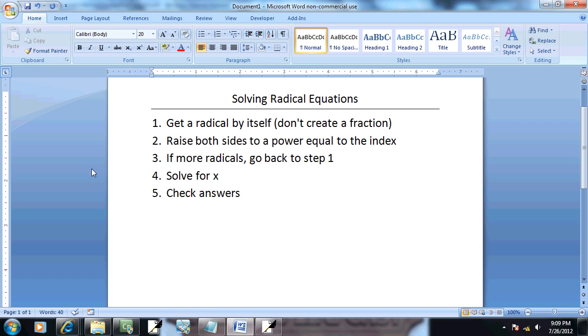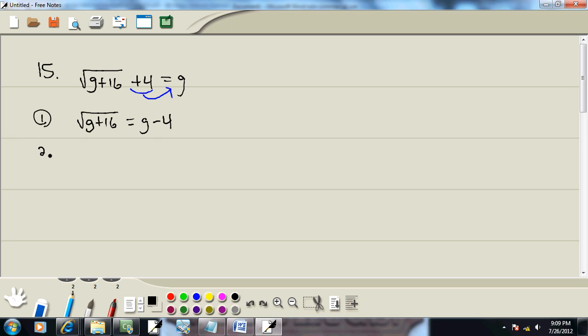Step 2, raise both sides to a power equal to the index. Well, this is a square root, which means we'll square both sides. The index by default is 2. So we'll square the left side, and we'll square the right side. When we square this on the left side, when the index matches the power you're raising to, they cancel each other out. And we get g plus 16.